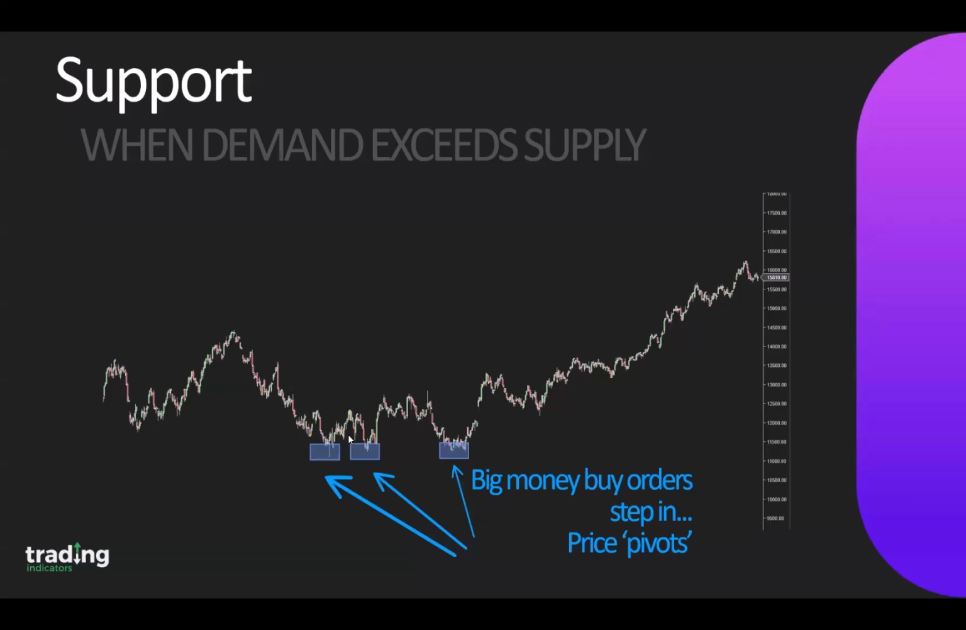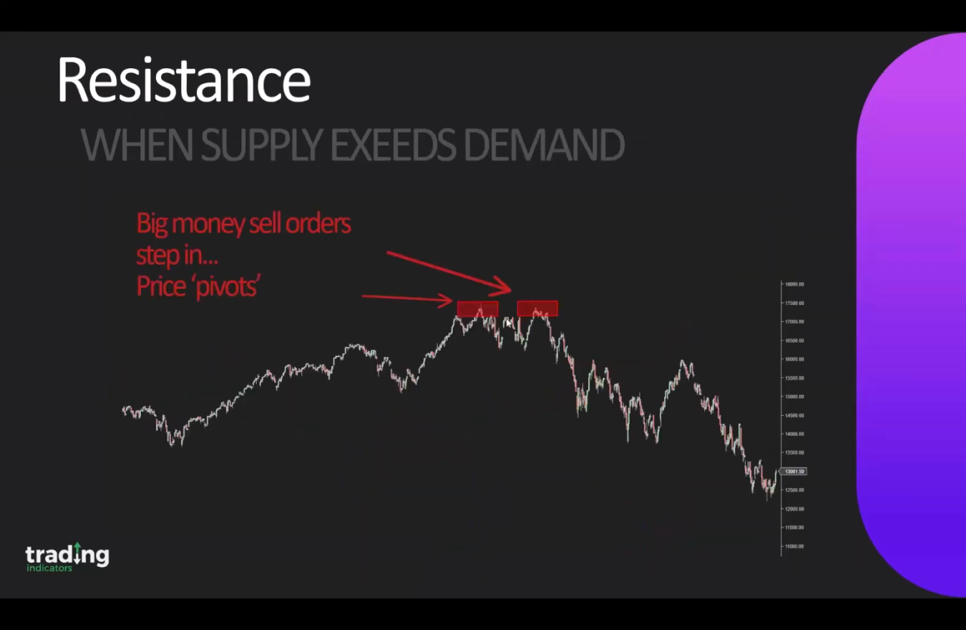But what is actually going on behind the scenes? Well, at these levels, for whatever reason, big money buy orders are stepping in, preventing price from going any further below these levels. That's where the name support comes from, because these act as a floor. And in turn, price will go in the opposite direction, will bounce off these levels to higher levels. Or vice versa, for these swing highs here, these typically constitute resistance levels. And behind the scenes, big money sell orders are stepping in, preventing price from going any further up, and instead price will turn down as a result.